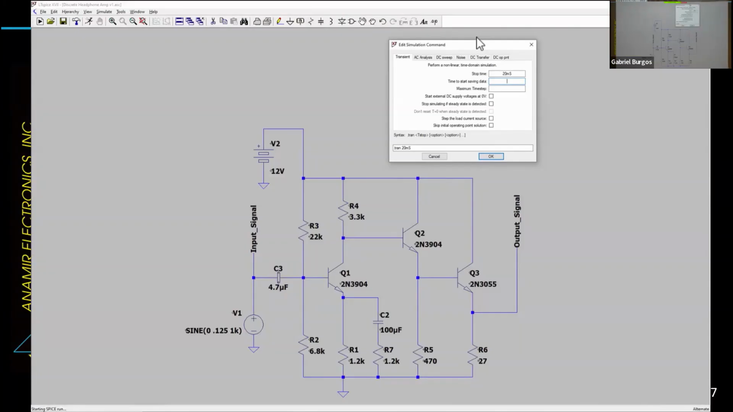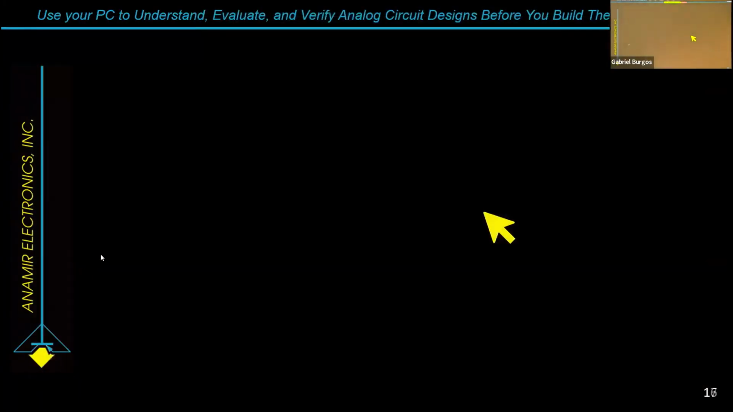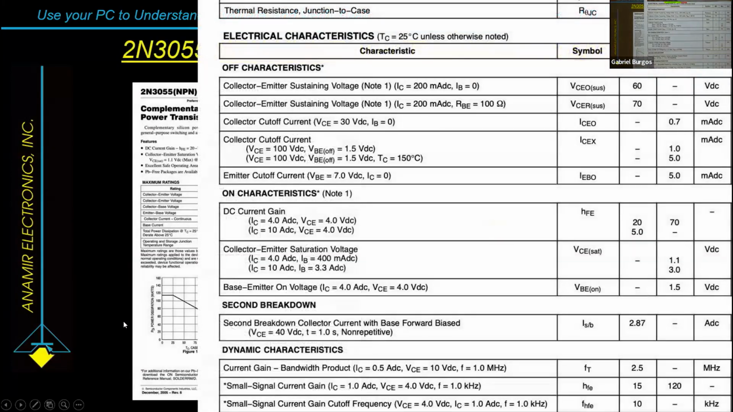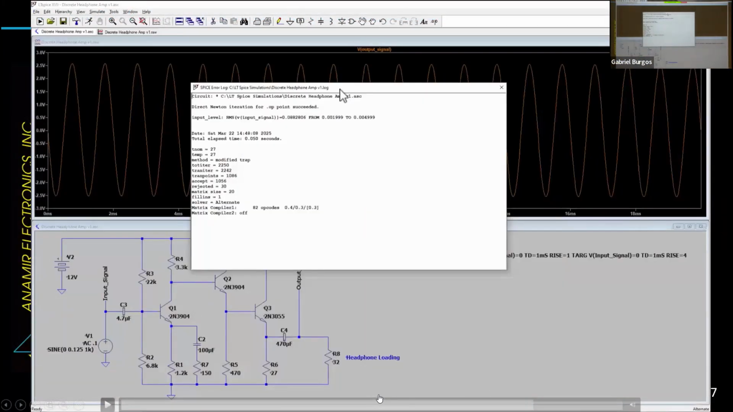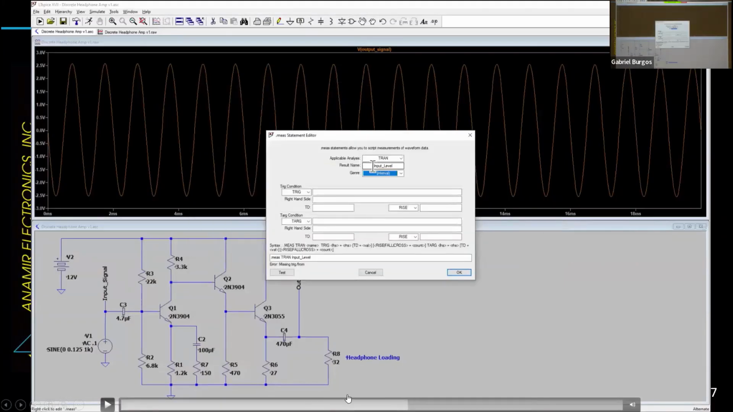Well, here's my headphone amplifier that I did with discrete transistors. It's got a gain of 20. What happened? Was there a minute ago? Okay, let's try this again. There we go. There it is.